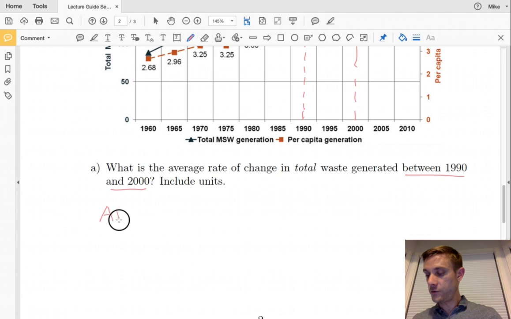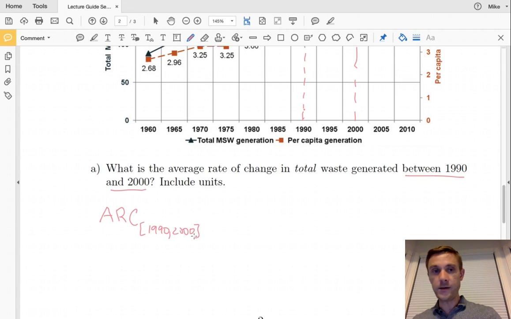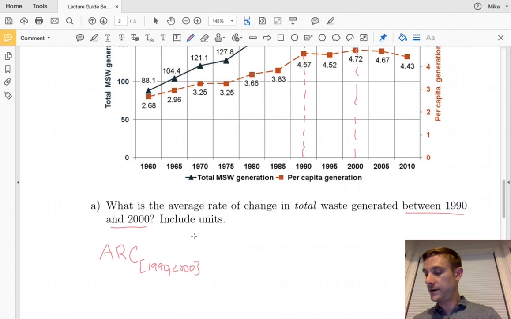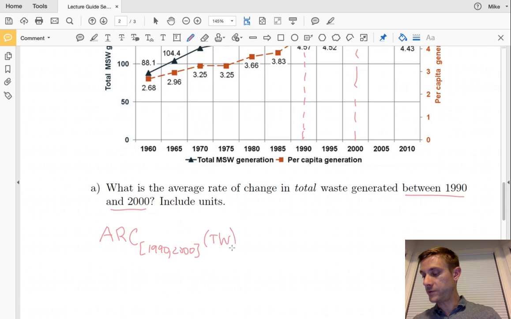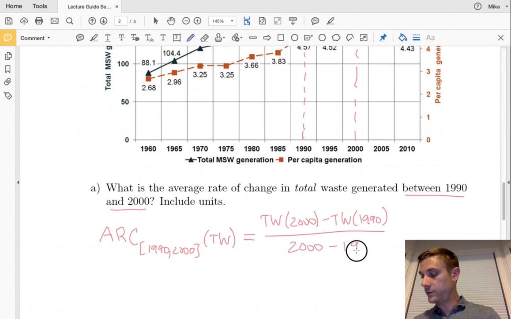So average rate of change, and this is from 1990 to 2000. In this case, we don't have function names for this, but maybe we could call this total waste instead of per capita. This will just help remind me that what we're looking at is not the squares, it is the triangles. So this is basically total waste at 2000 minus total waste at 1990. This is our B and our A, if you will, in our average rate of change formula. And then we're looking at the difference between those two values.